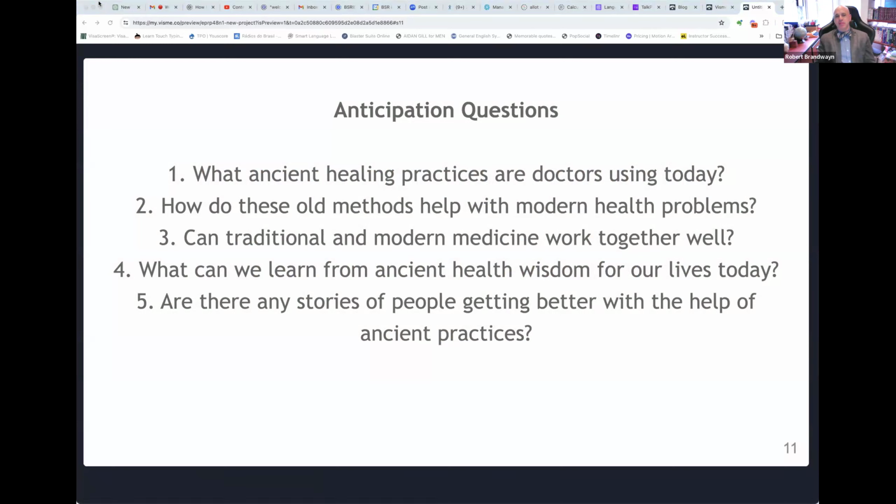What ancient healing practices are doctors using today? And let me know if you have any vocabulary questions, okay? How do these old methods help with modern health problems? Can traditional and modern medicine work together well? What can we learn from ancient health wisdom for our lives today? Are there any stories of people getting better with the help of ancient practices? So you see, a lot of our questions are very similar.